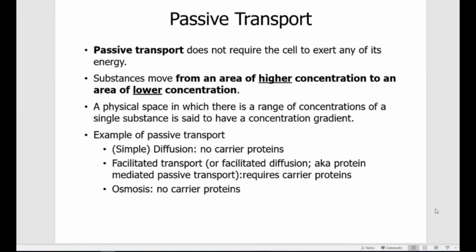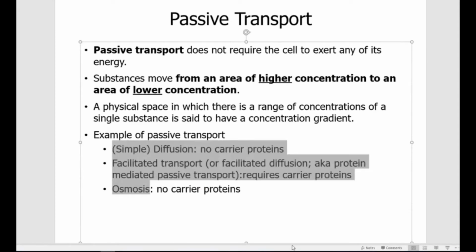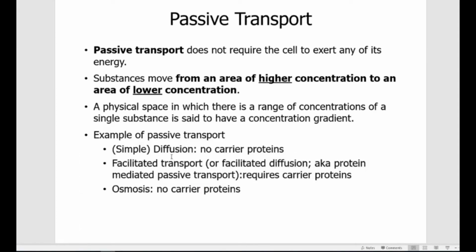Now, in passive transport, we have a few subcategories, different types. The first one is simple diffusion. So things can move freely from high to low concentration areas, and there are no carrier proteins, no help at all. Okay? So the molecules are on their own.